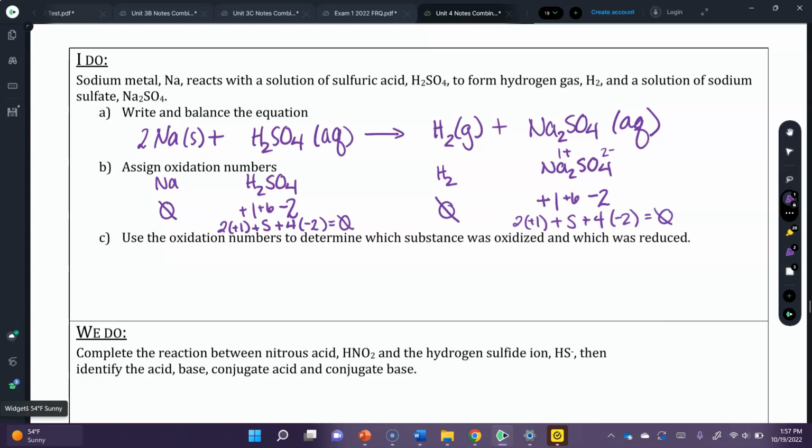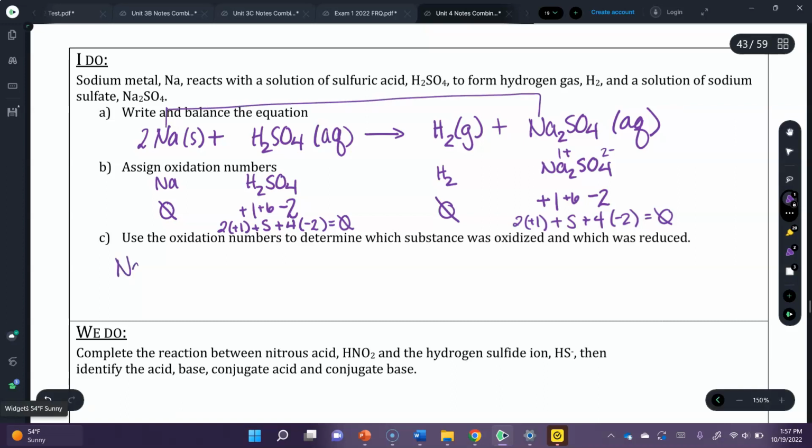Okay, so we have to look for ones that are changing. So sodium is the first one that we see changing. So sodium goes from 0 to +1. Now, is that a loss or a gain? Well, becoming more positive means you're losing out on negative charges. So this is a loss of electrons, and that means that it is oxidation here. So sodium is being oxidized.